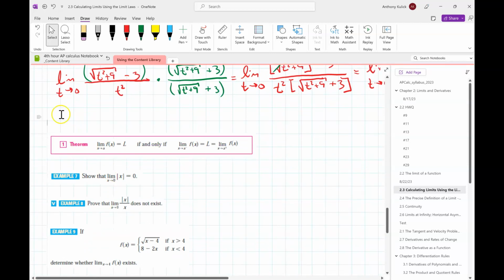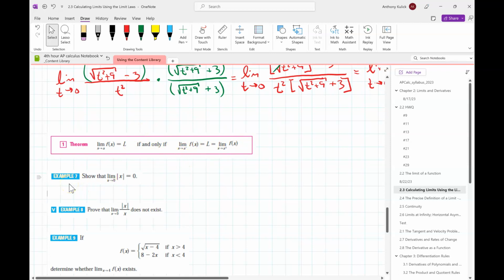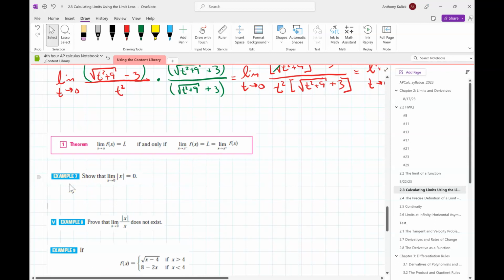So, again, this rehashes the definition of a limit existing back from last section. The limit as x approaches a of f of x is equal to L if and only if the left-hand limit and the right-hand limit both equal L. So that being said, we need to show that the limit as x approaches 0 of the absolute value of x is equal to 0.